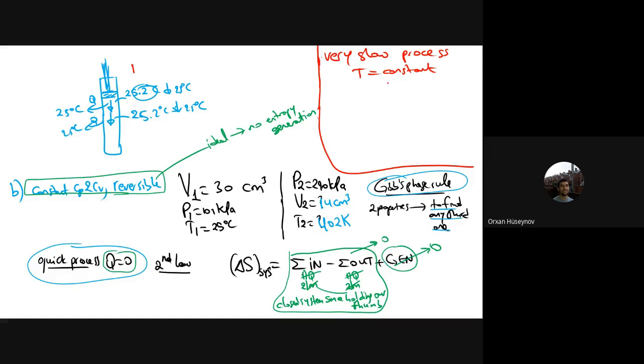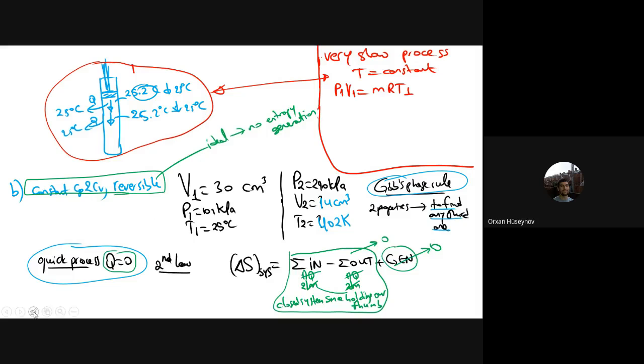If T is constant, as I said in the previous case, the temperature remains constant. I've explained it here. So then you will have that P1 V1 will be equal to mRT1. Therefore, m is constant, R is constant, and T1 becomes constant, which is 25 degrees Celsius, or 25 plus 273. And from here, you will find that P1 V1 is constant.